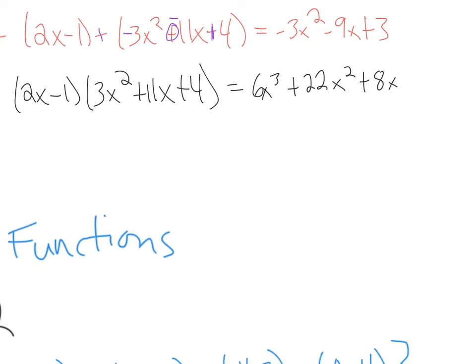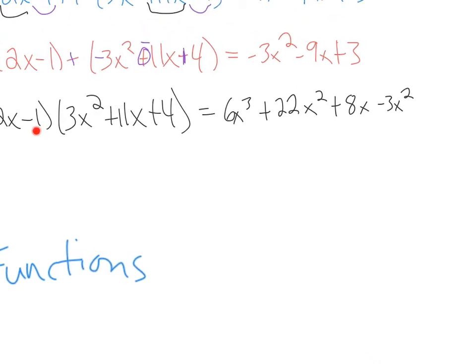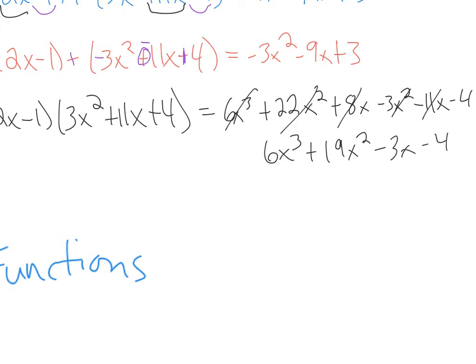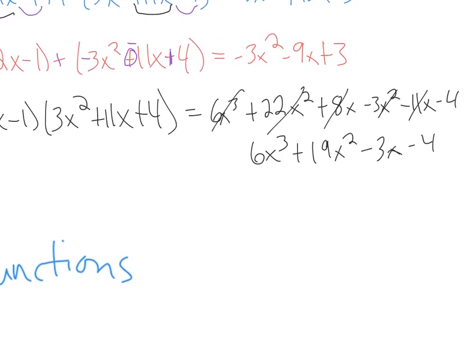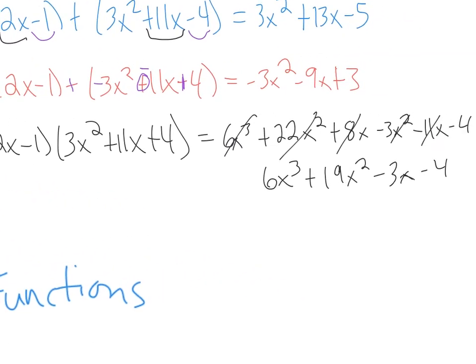Then we got to do negative 1 times everything, so negative 1 times 3x squared is just minus 3x squared. Negative 1 times 11x gets you negative 11x, and then negative 1 times 4 finishes it off with a negative 4. Combining like terms here, this would just simplify to 6x cubed plus 19x squared, minus 3x minus 4. Awesome. Okay, last problem here is the division.